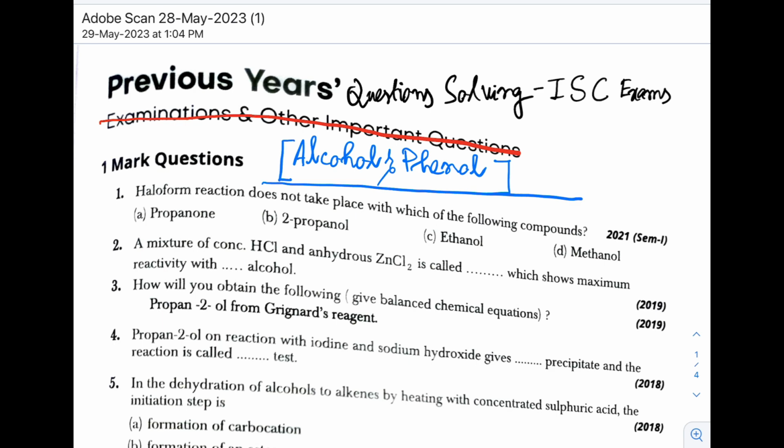And I'm sure if you can practice the questions in a proper way with logic, definitely you can score full marks in this chapter by solving these questions properly, not only in the ISC exam but also CBSE and West Bengal Council of Higher Secondary Education Board, for this particular chapter, alcohol and phenol, because there are almost 24-25 questions, and it covers almost the entire important reactions of this chapter.